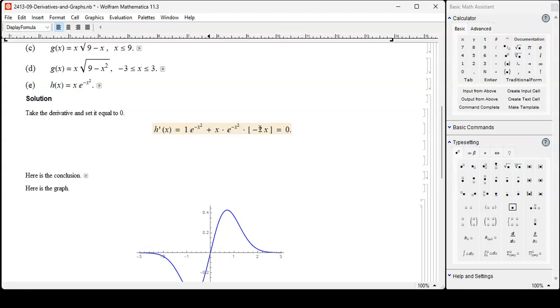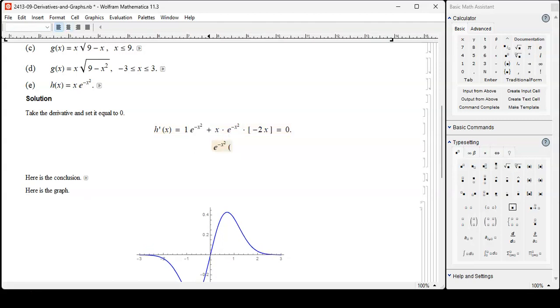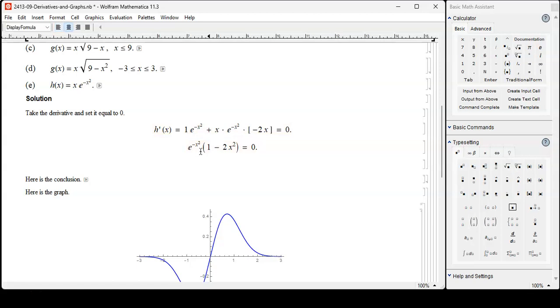Don't be intimidated. We have a common factor, the exponential. I can factor it out. And then what's left is 1 minus 2x squared. 1 here, or even if you have nothing, everything goes out, then you have 1, and x times negative 2x. So 1 minus 2x squared is equal to 0. Now, exponential is never 0. It's always positive. So this factor has to be 0. 1 minus 2x squared is equal to 0.